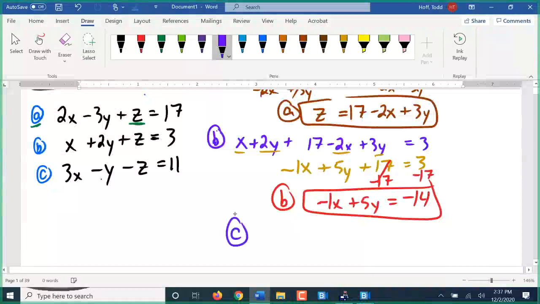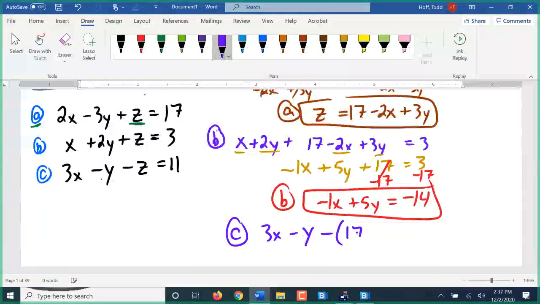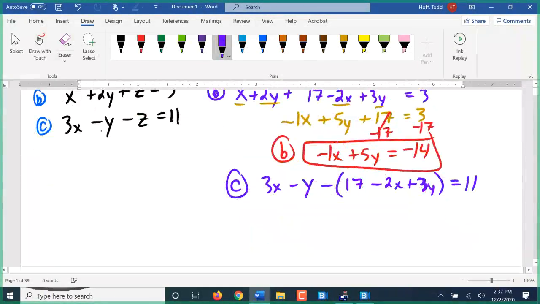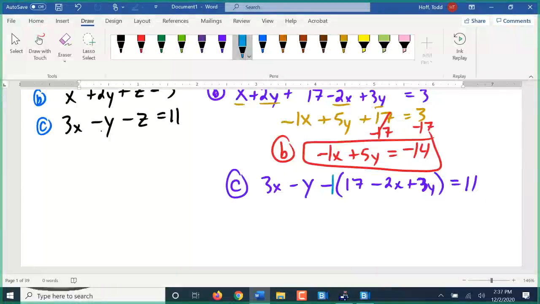Now we're going to do the same thing with equation C. 3x minus y minus, instead of z, I put in 17 minus 2x plus 3y equals 11. Now here there is something that we have to do with the parentheses. Again, there's nothing to do inside of them, but there's a minus in front of them. So we have to do a negative 1 times that parentheses. So our 3x and our negative y don't change. We do negative 1 times 17 is negative 17. Negative 1 times negative 2 is a positive 2x. And negative 1 times positive 3y is a negative 3y.